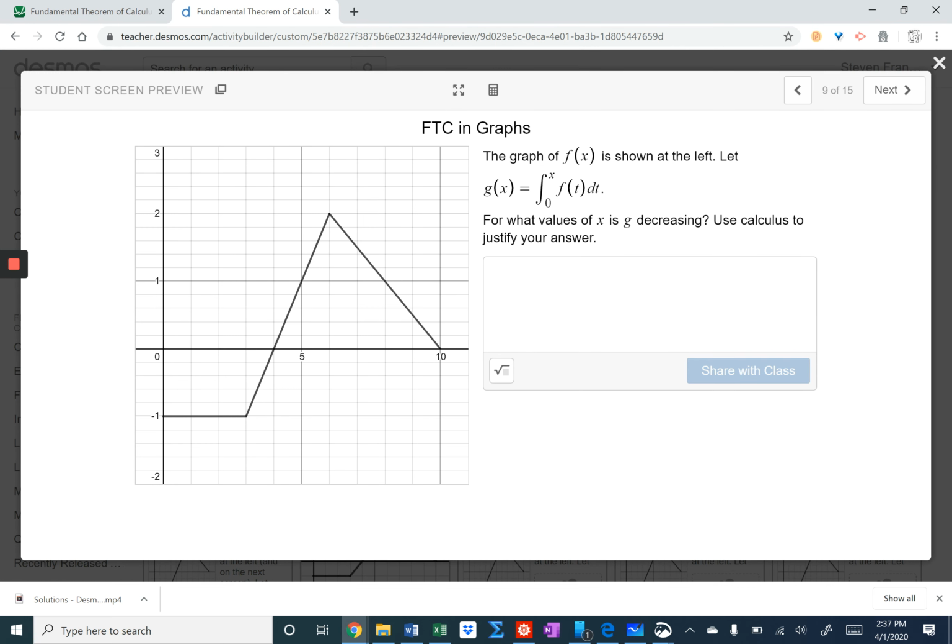The next question, directly related, is: for which values of x is g decreasing? So this time we want g prime to be less than 0. And g prime is equal to f. f is less than 0 from x equals 0, right over here, to x equals 4. And so the answer is going to be from 0 to 4.